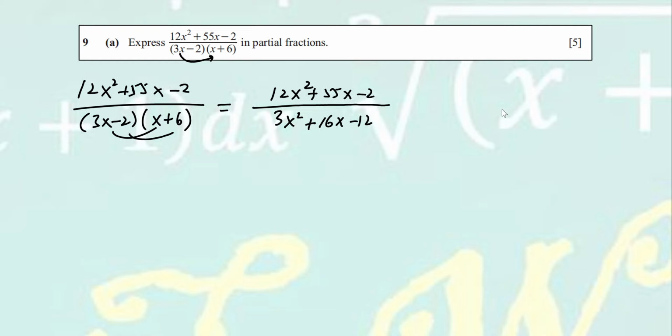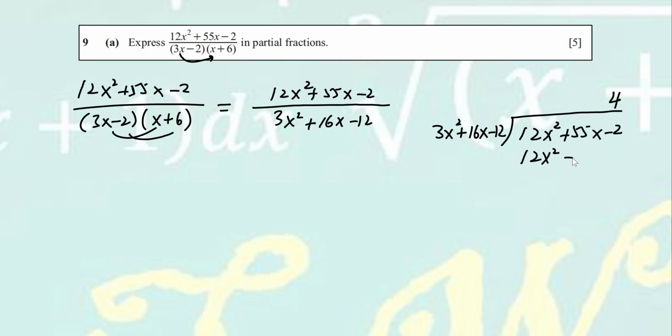And now perform the long division. So 12x squared plus 55x minus 2, then the divisor 3x squared plus 16x minus 12. In order to get 12x squared from 3x squared, we need to times 4. So 12x squared plus 64x minus 48. Then after that you subtract. So the first one will be 0. 55 minus 64 is basically minus 9. Then minus 2 minus 48 is actually minus 2 plus 48, so you will be getting plus 46. And this is our remainder.